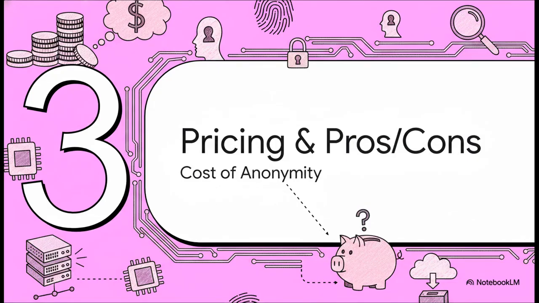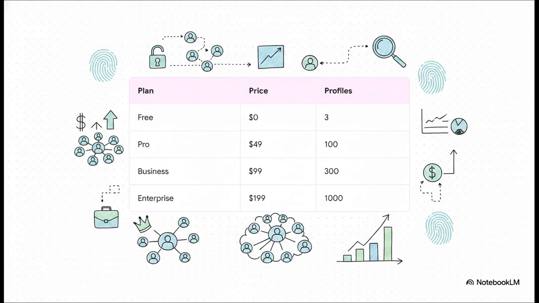Moving on to section 3, pricing, pros, and cons. Let's talk about the true cost of anonymity. GoLogin does offer a pretty generous forever free tier, which is great for beginners who just need up to 3 profiles to play around with. But if you're scaling up to 100 profiles, you're looking at a $49 monthly investment for the professional tier.